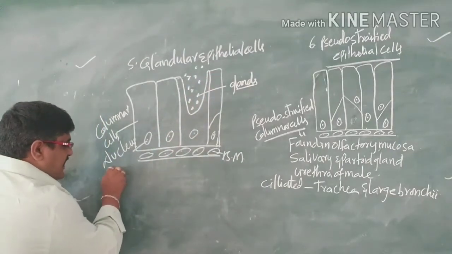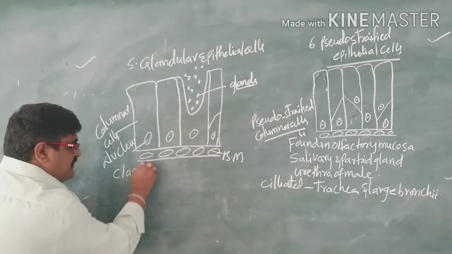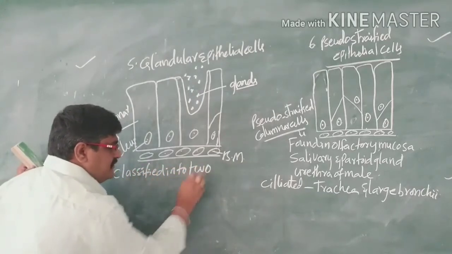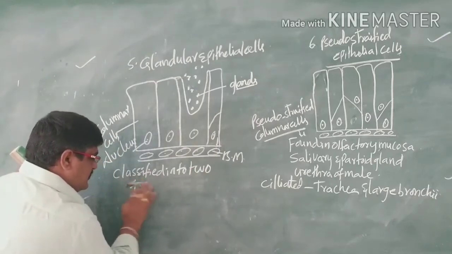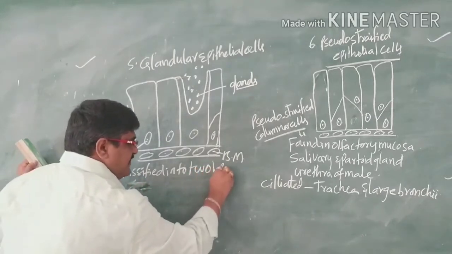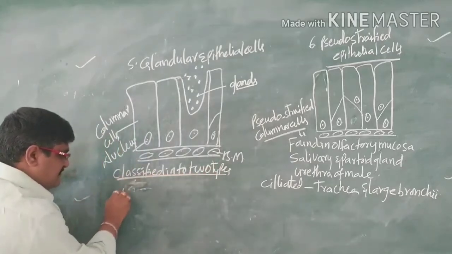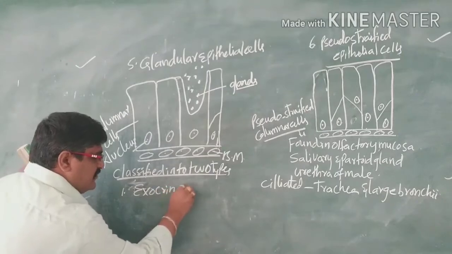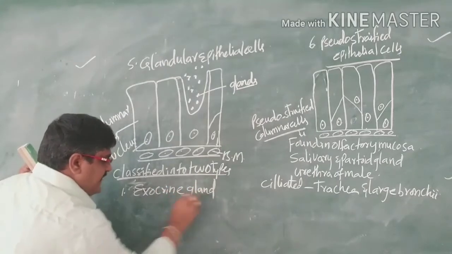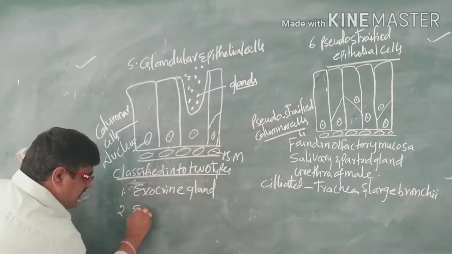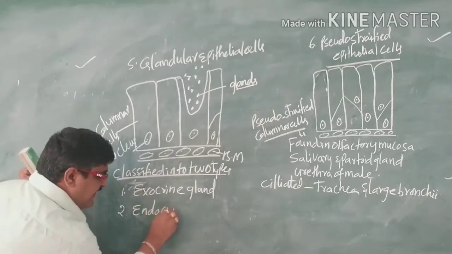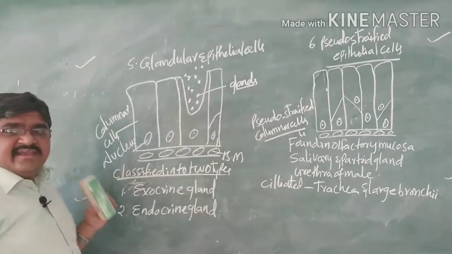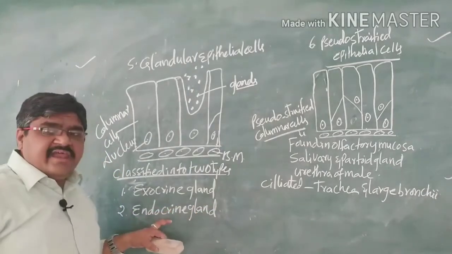The glands are classified into two types. The first one we can call exocrine glands, and the second one is the endocrine glands.